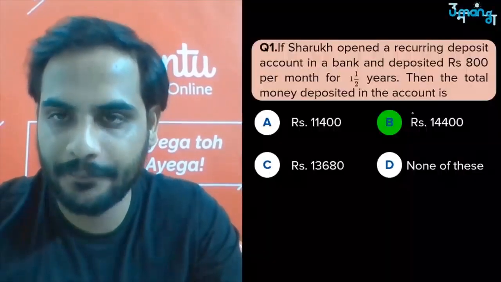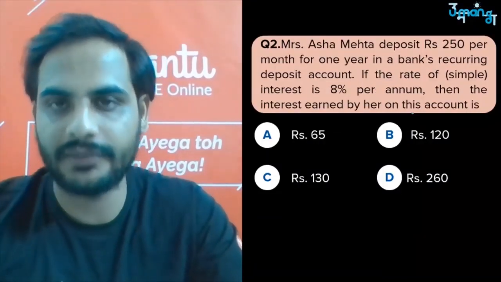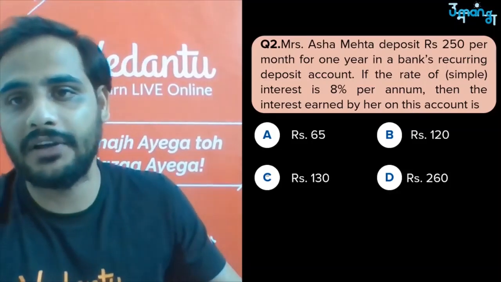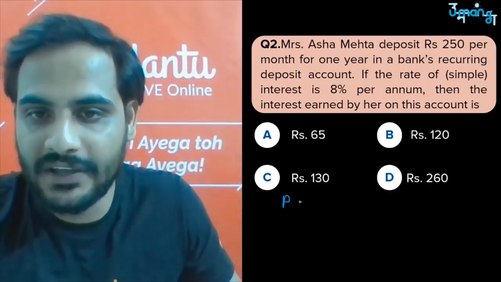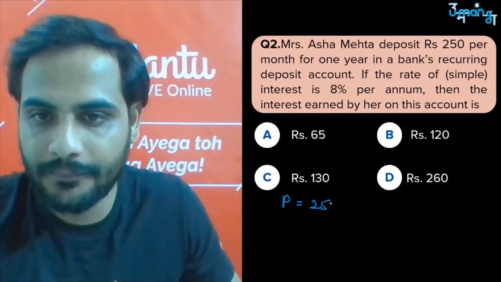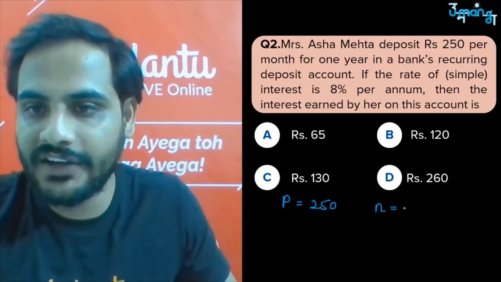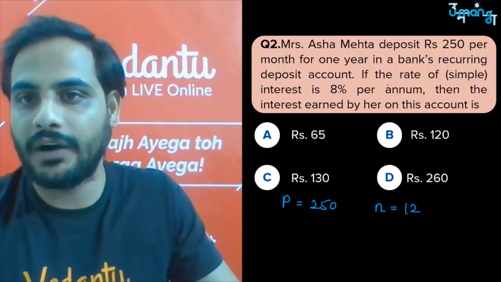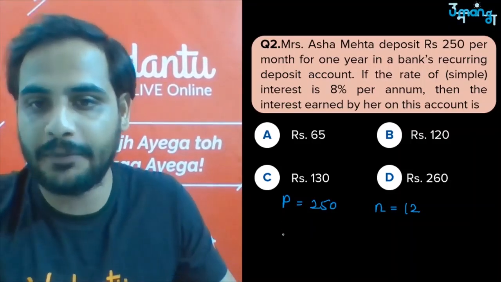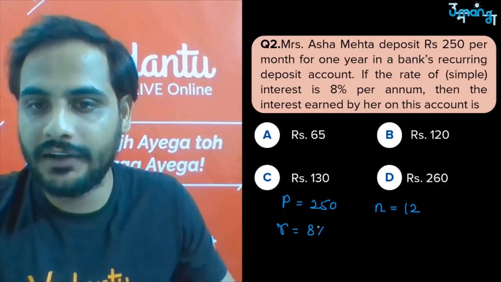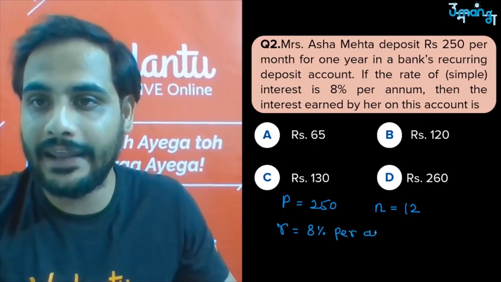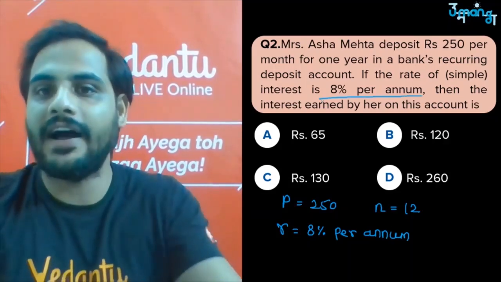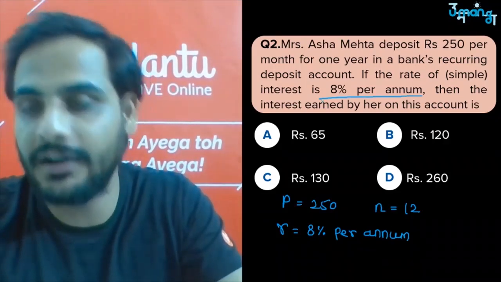As simple as that. Okay, let's go for the next question. Mrs. Asha Mehta deposits rupees 250 per month for 1 year. So I know P is equal to 250 and the number of months, 1 year, means 12 months, in a bank recurring deposit account. If the rate of interest is 8% per annum, so R is 8, and we have to divide by 12. Find the interest earned by her on this account.